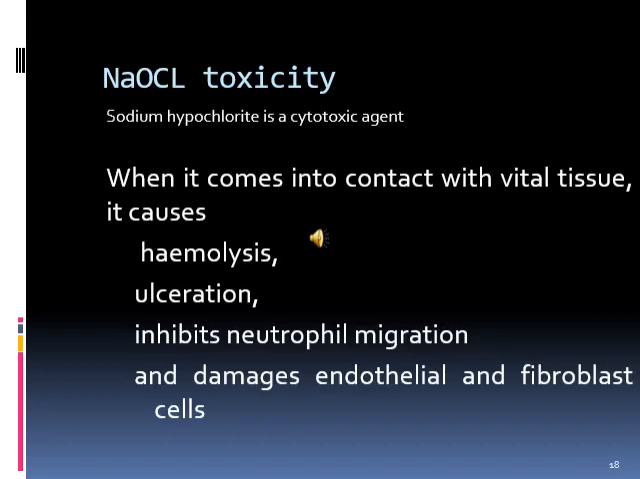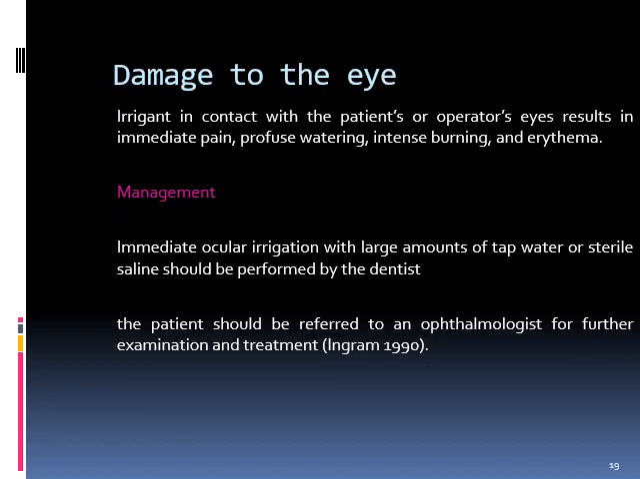Sodium hypochlorite is a cytotoxic agent. When it comes in contact with vital tissue, it causes hemolysis, ulceration, inhibits neutrophil migration, and damages endothelial and fibroblast cells. When the irrigant comes in contact with the patient's or operator's eyes, it results in immediate pain, profuse watering, intense burning, and erythema. Its management is done by ocular irrigation with large amounts of tap water or sterile saline. Also, the patient should be referred to an ophthalmologist for further examination and treatment.